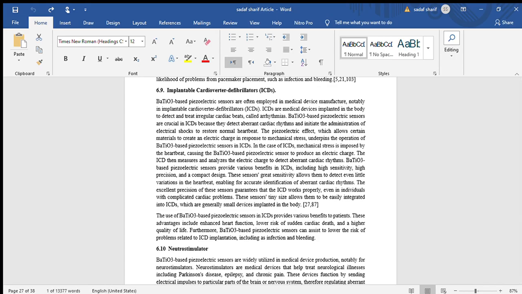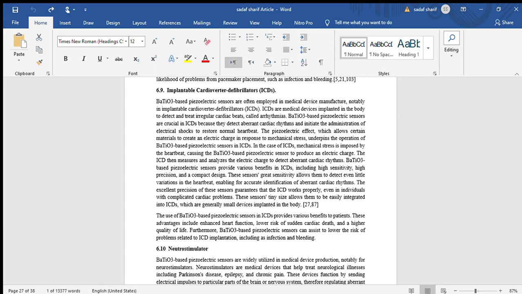Barium titanate based piezoelectric sensors are often employed in medical device manufacturing, notably in implantable cardioverter defibrillators. ICDs are medical devices implanted in the body to detect and correct irregular cardiac beats like arrhythmias. Barium titanate based piezoelectric sensors are crucial in ICDs because they detect the aberrant cardiac rhythm and initiate the administration of electrical shocks to restore the normal heartbeat.